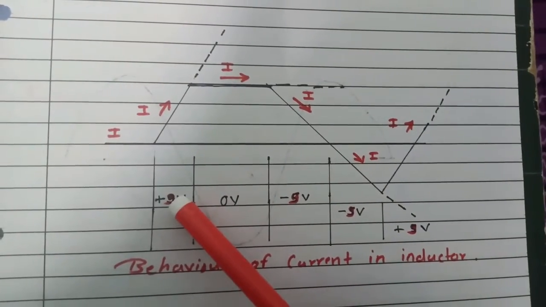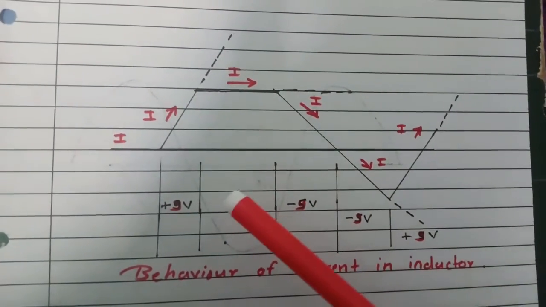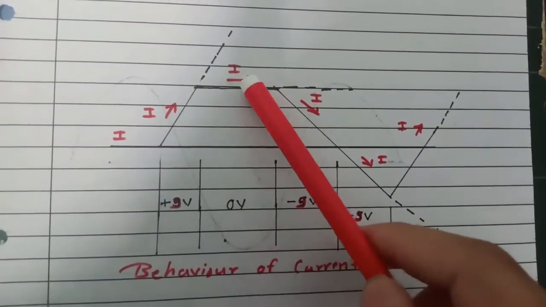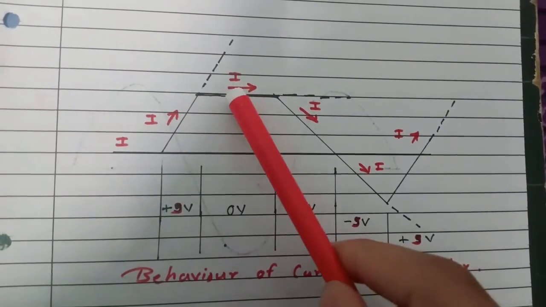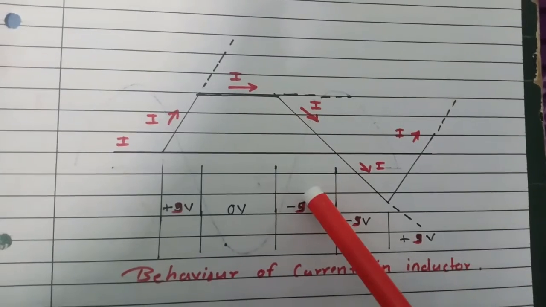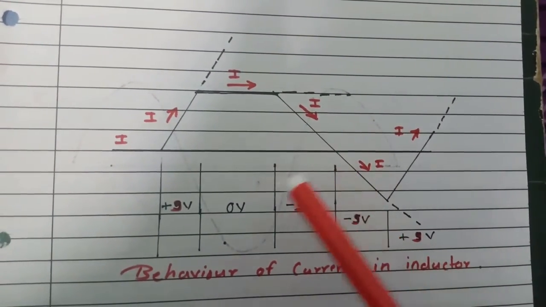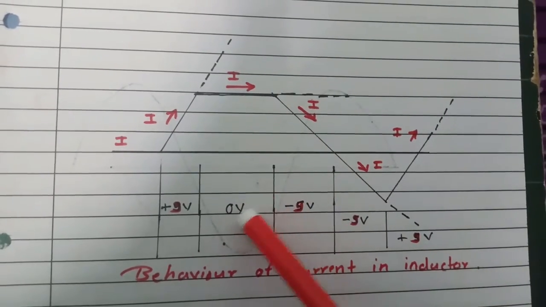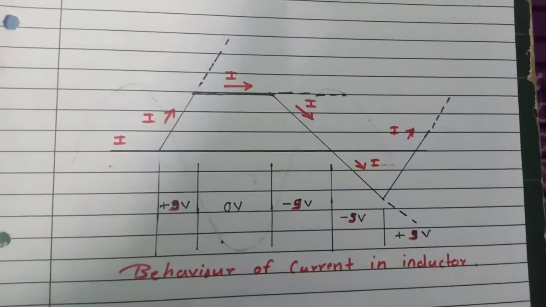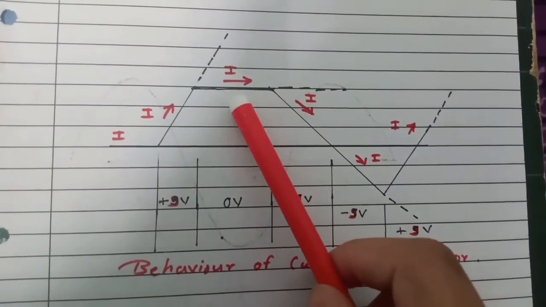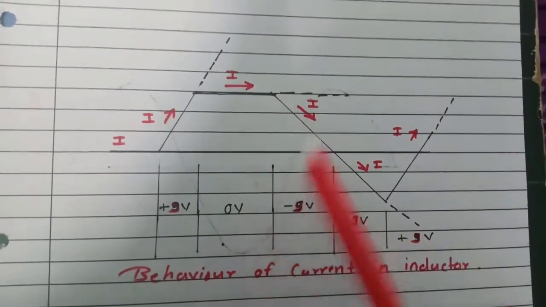Here look again: when I give plus voltage, the current goes up. When I stop the voltage, the current does not go down. The current remains constant as before. When I give minus 9 volt, the current goes down. Either way, it remains constant when the voltage is 0 for some time. This happens because inductors store energy.